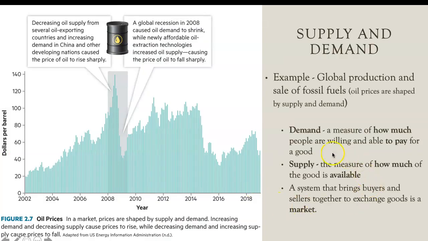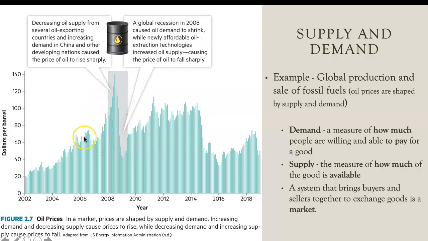Now we review what is demand, a measure of how much people are willing and able to pay for a good. So this is about buying, right? And the supply, the measure of how much of the good is available. So this is the availability of merchandise. And the system that brings buyers and sellers together to exchange goods is a market. Now let's use this example to deepen our understanding of those concepts.